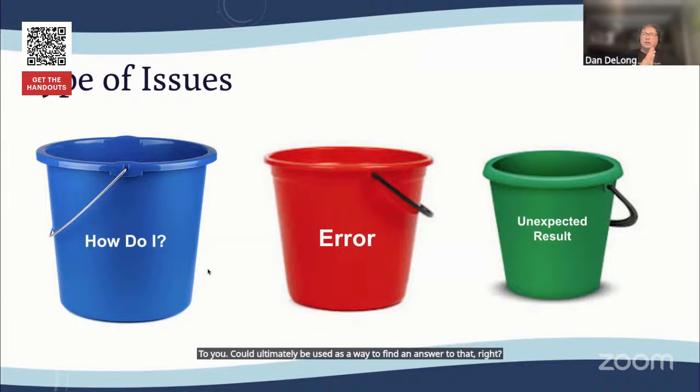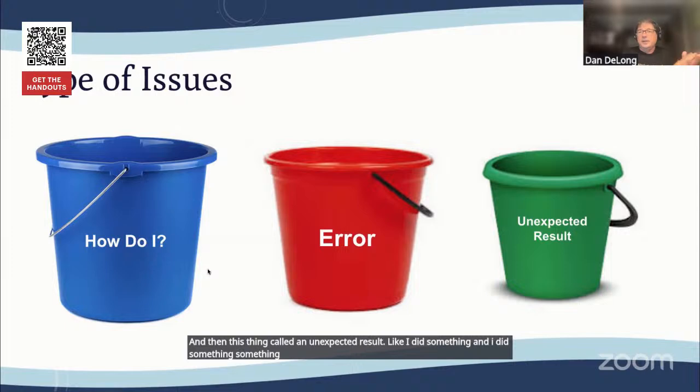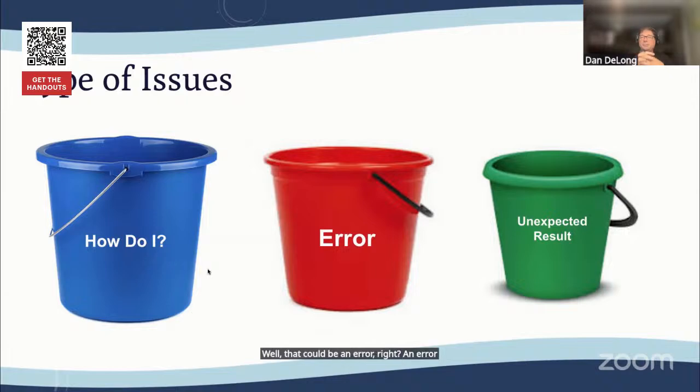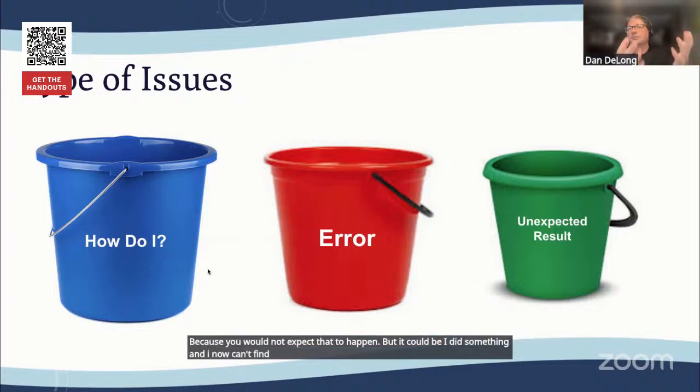And then this thing called an unexpected result. Like I did something and something happened that I didn't expect to happen. Well, that could be an error, right? An error could be an unexpected result because you would not expect that to happen. But it could be I did something and I now can't find said transaction, or something unexpected happened to that. And the unexpected part is where troubleshooting really comes in, because how do I, right?